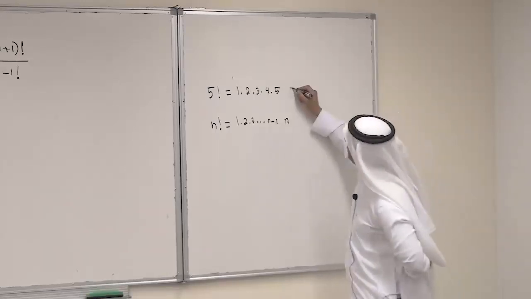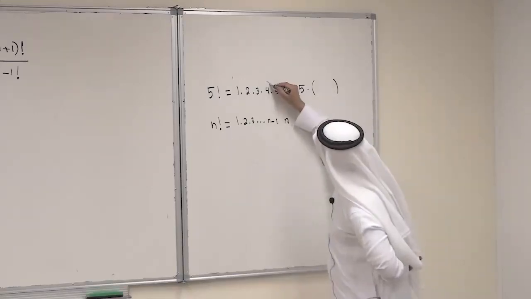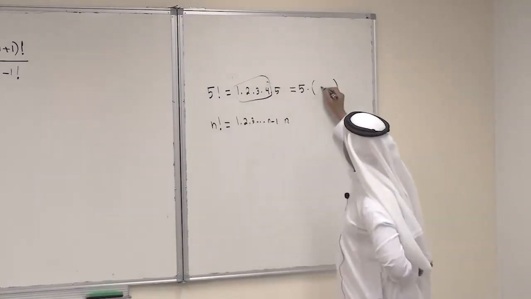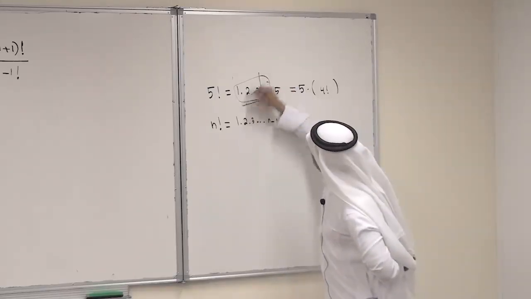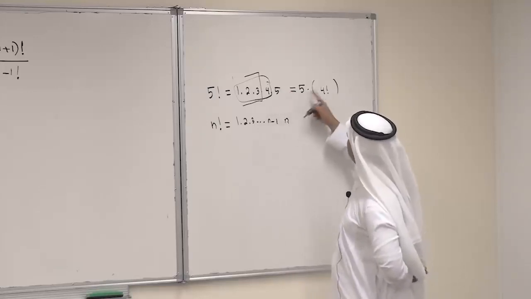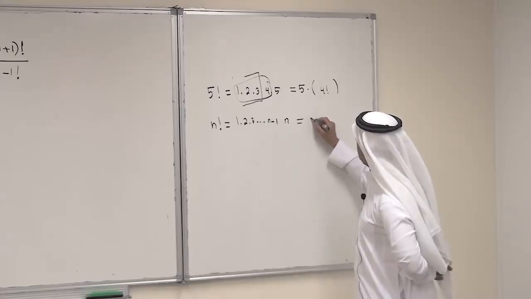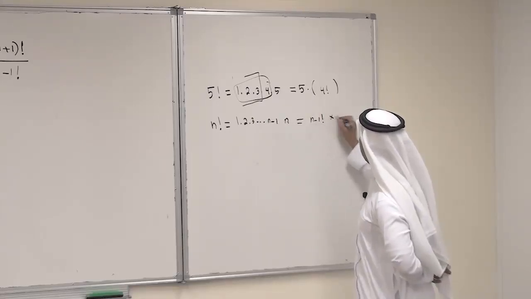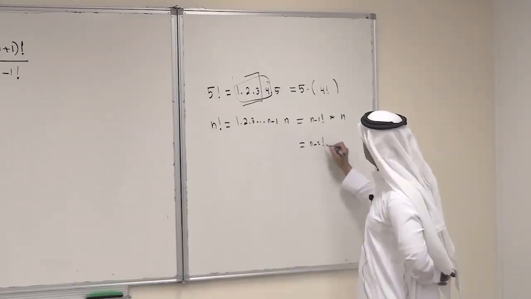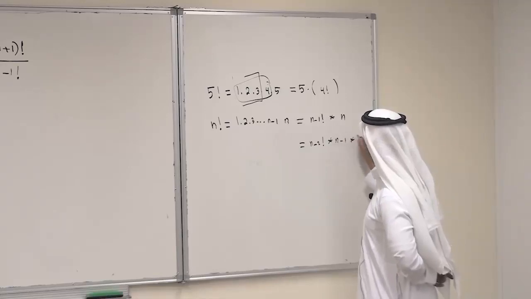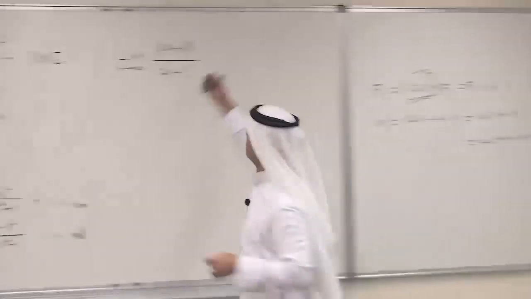Always, I can rewrite this one as 5 times, if I stop here, 4 factorial. If I am interested to stop at 3, I will say this is equal to 4 times 5 times 3 factorial. Similarly here, I can rewrite this one as n minus 1 factorial times n. I can say this is equal to n minus 2 factorial times n minus 1 times n. So always we can simplify factorials this way. Let's try to do it here.